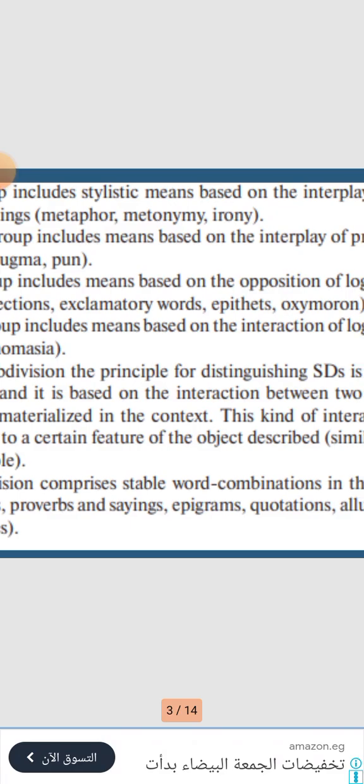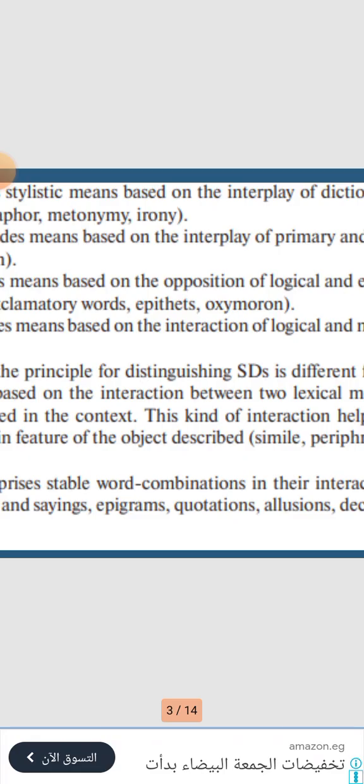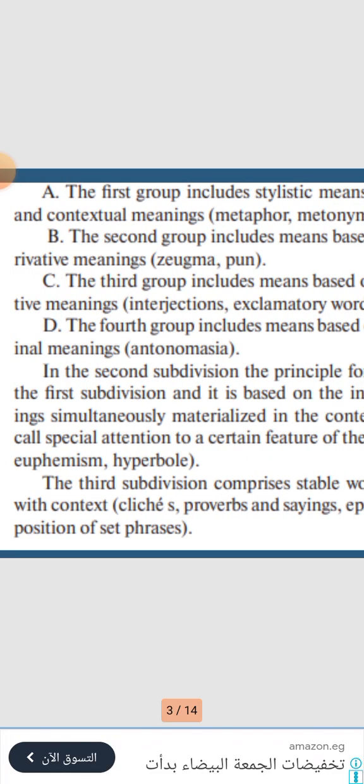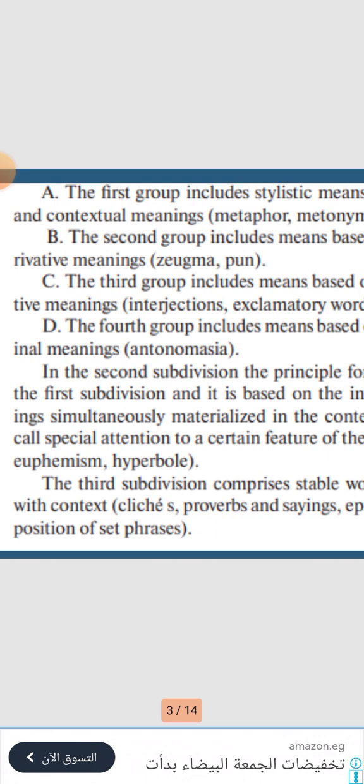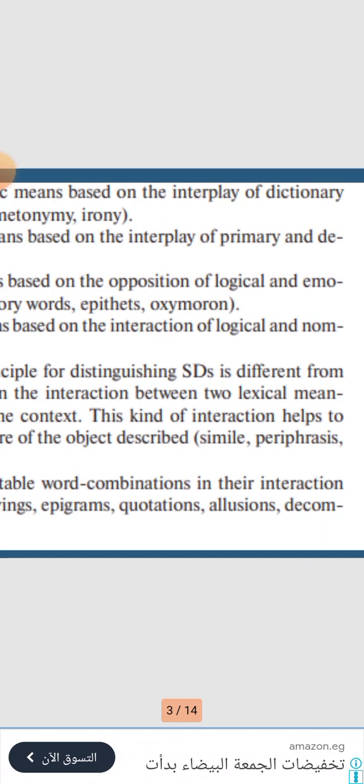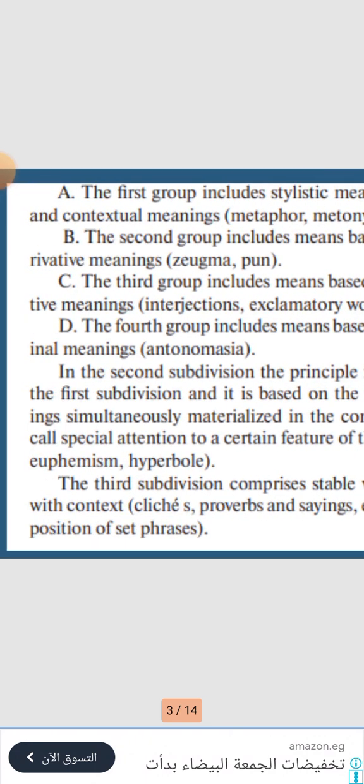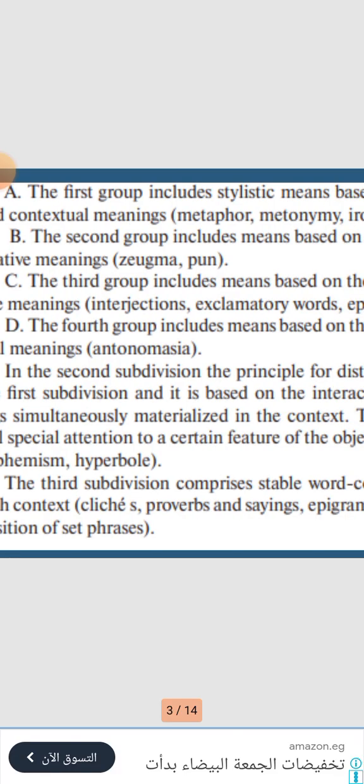The third group includes means based on the opposition of logical and emotive meanings: interjections, exclamatory words, epithets, oxymoron. The fourth group includes means based on the interaction of logical and nominal meaning: onomatopoeia.